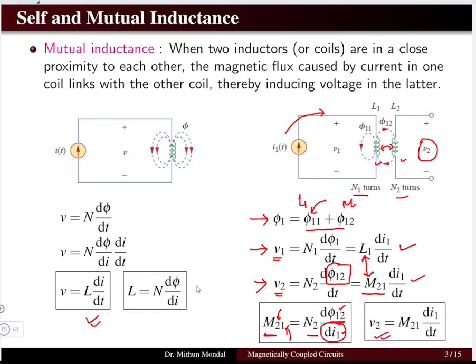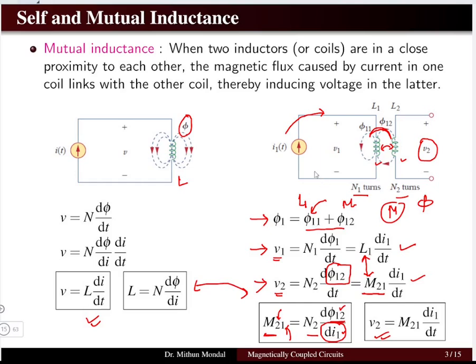If we observe the two equations of self-inductance and mutual inductance, both look the same, with only one difference: in the self-inductance the flux links coil 1 only, whereas in the mutual inductance the flux links both the coils. Then we have the mutual inductance principle.